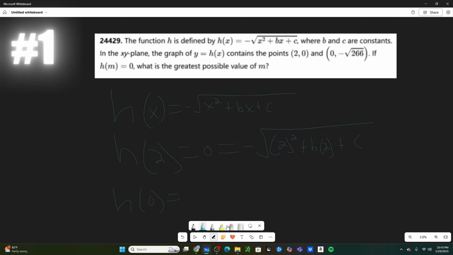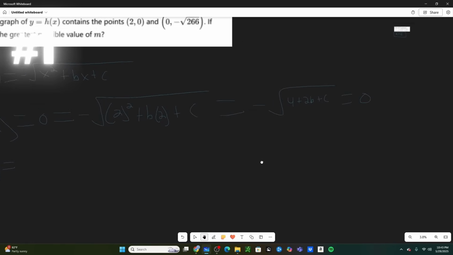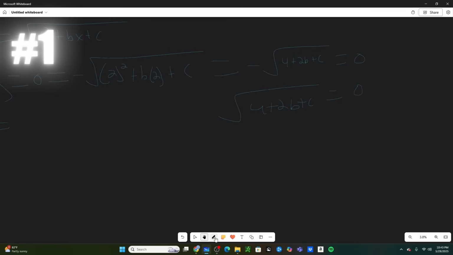So really, what is 0 equal to? Well, it's equal to negative times the square root of 2 squared, which is 4, plus 2 times b plus c. And this is all equal to 0. So if this is all equal to 0, what can we do to actually find b and c? Well, we can first multiply both sides by negative. So we'll get the square root of 4 plus 2b plus c equals negative 0. Well, that's still 0. Now we can square both sides.